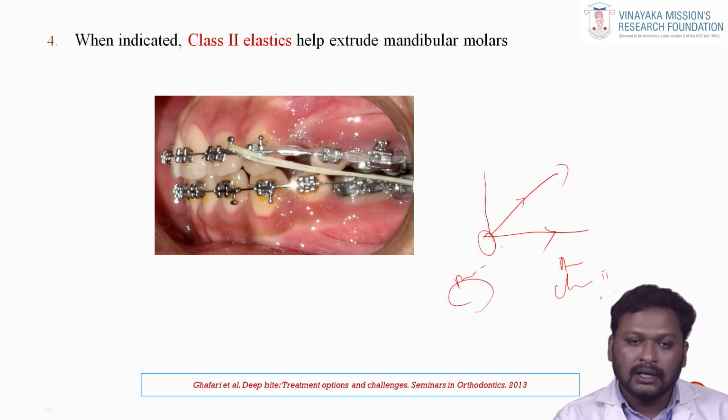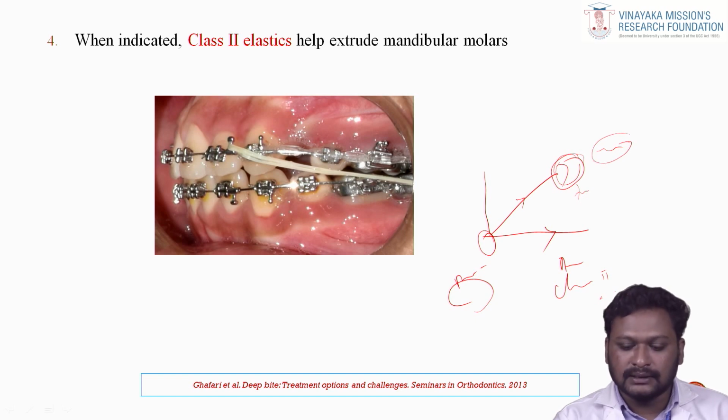That will help in correcting the deep bite, but these class 2 elastics will also cause the supra eruption of upper incisors. To counteract that, we have to give a counter moment like curve of Spee in the upper arch. That will help prevent the eruption of the upper incisors and extrusion of the posteriors. So that will help in correcting the deep bite.